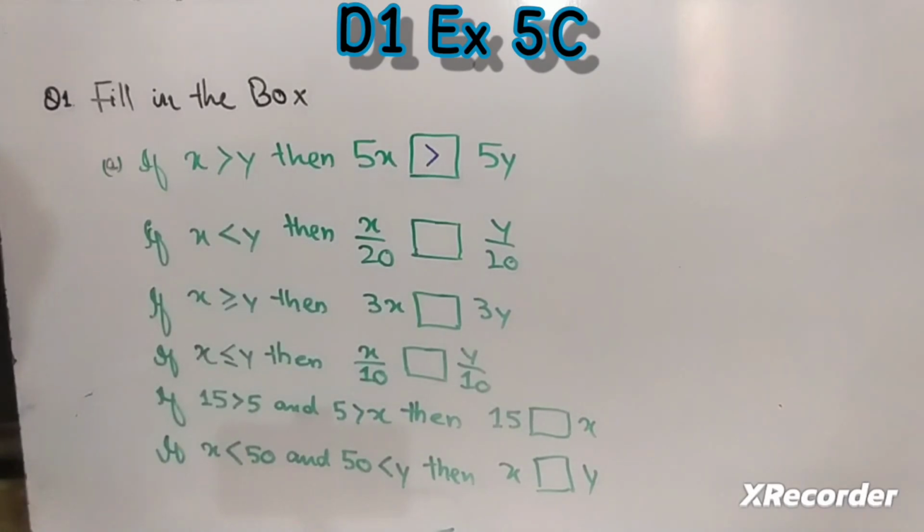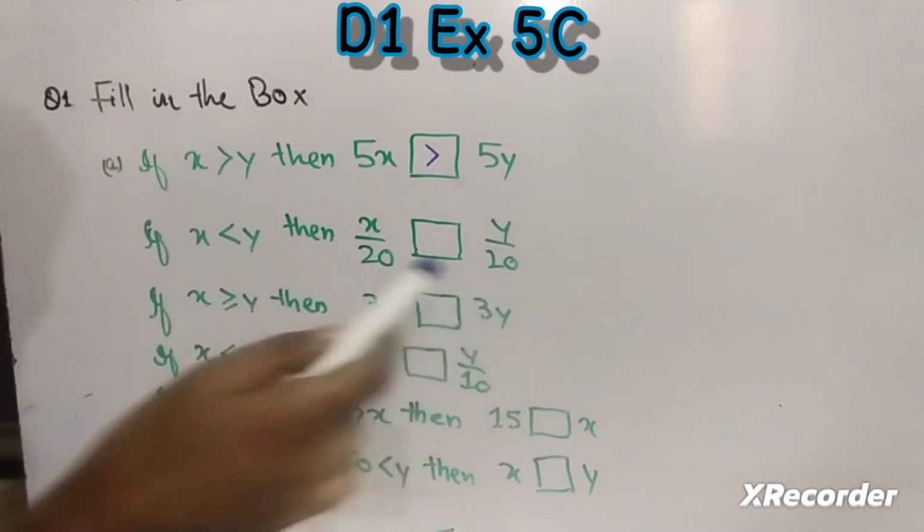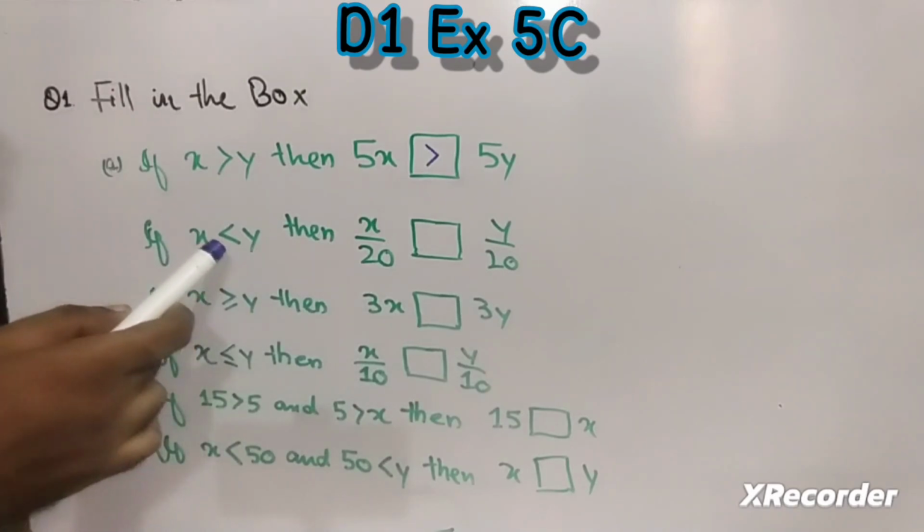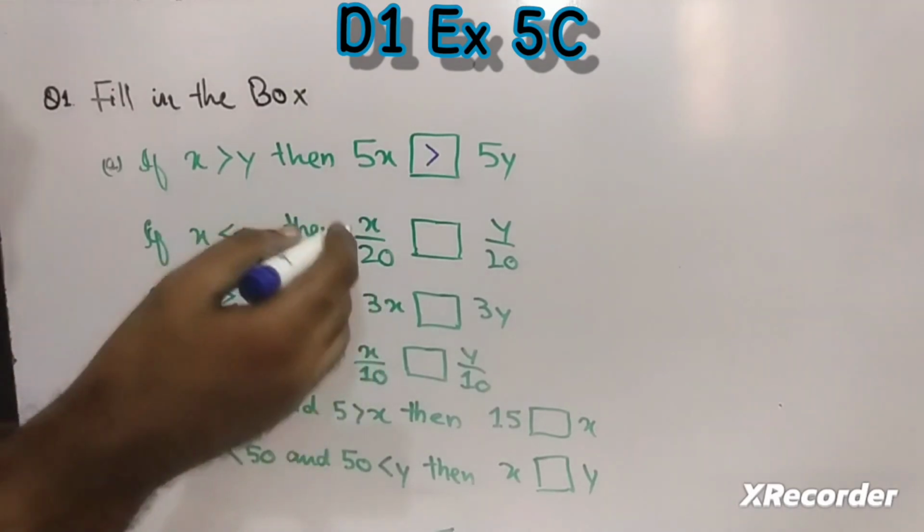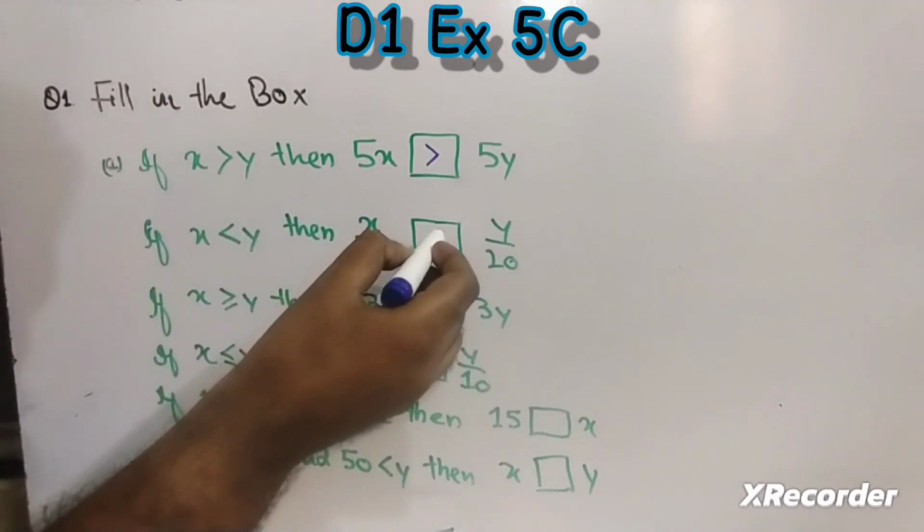Part B, if x is less than y, then x upon 20 dash y upon 20. Since the ratio of x and y is the same, so x is less than y, then x upon 20 is also less than y upon 20.